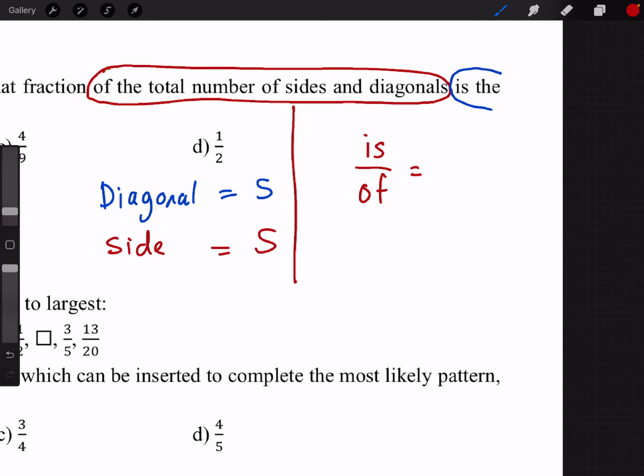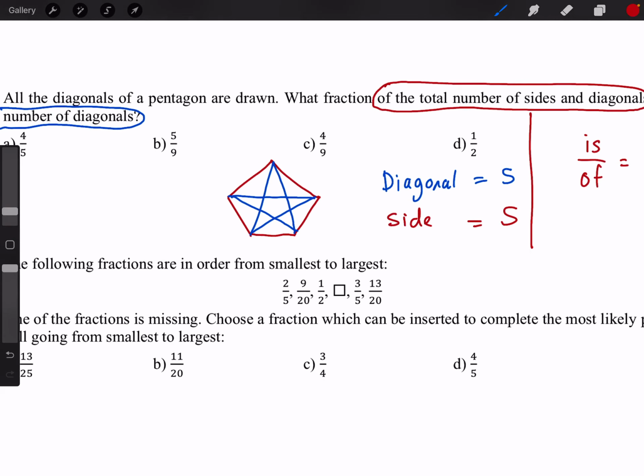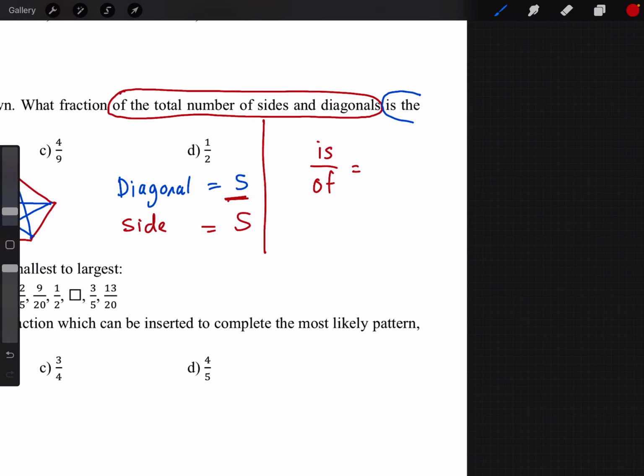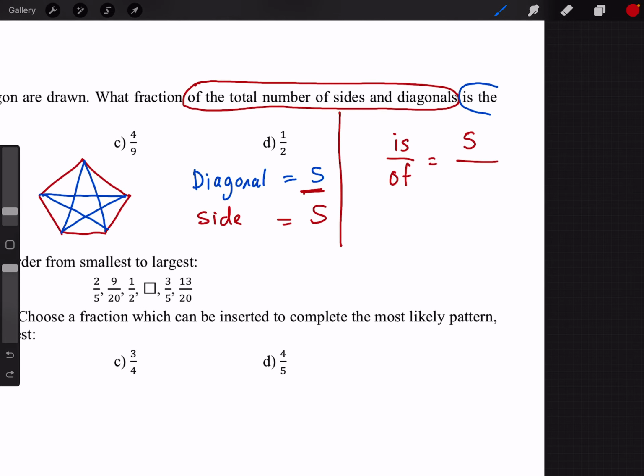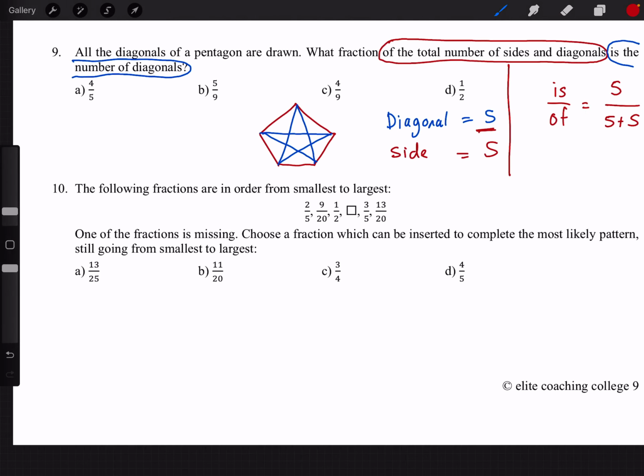So it says is. Is what? Is the number of diagonals. What's the number of diagonals? We got 5. So therefore, 5 goes to the top because that's the number of diagonals. Of the total number of sides and diagonals. Number of sides and diagonals, that means 5 plus 5, so that equals 5 over 10. So the fraction is 5 on 10. Can you find out which of these is the same as 5 on 10?